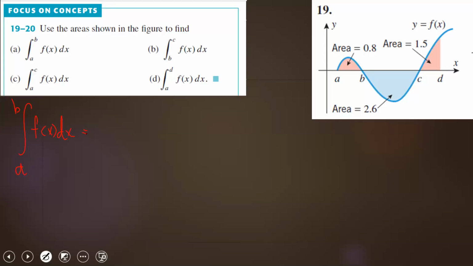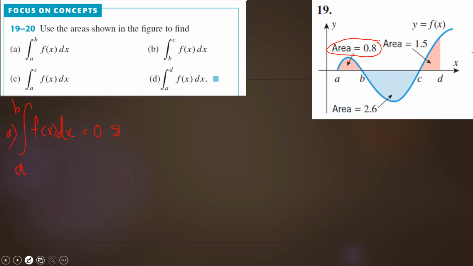From a to b, I'm talking about this area, is it right? Yes. So the integration of f of x from a to b is the area, which is 0.8. The area here is 0.8, so the integration will also be 0.8. This is for the first one, a.